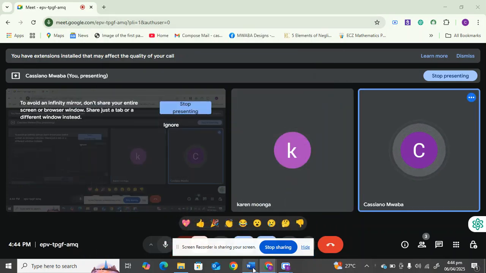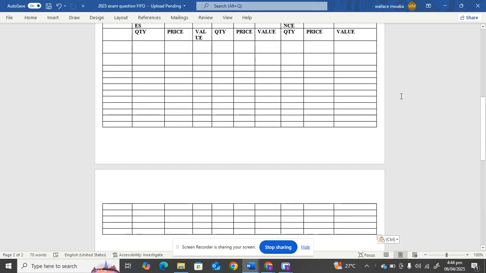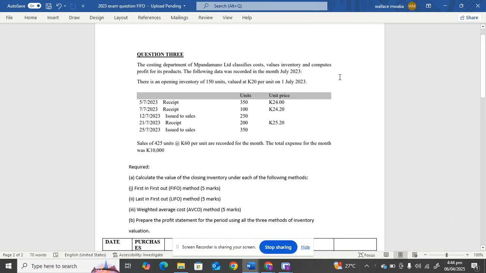Okay, so we have this question here. The costing department of Pandamano Limited classifies costs, values inventory, and computes profits for its products. The following data was recorded in the month of July 2023. There is an opening inventory of 150 units valued at 20 kwacha per unit on 1st July 2023.